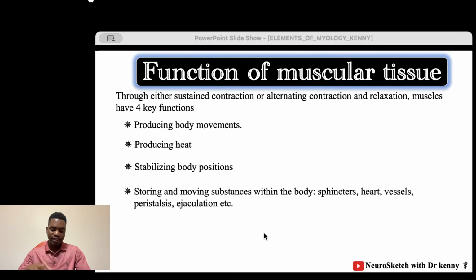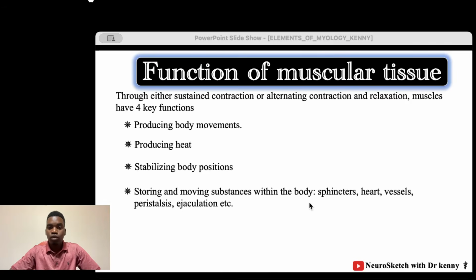So it will contribute to the storage of food within the stomach. We know the heart muscle will contract to push the blood from the heart to the rest of the body, and we know that will fall under moving substances within the body. For example, the heart will contract to push the blood into different parts of the body.